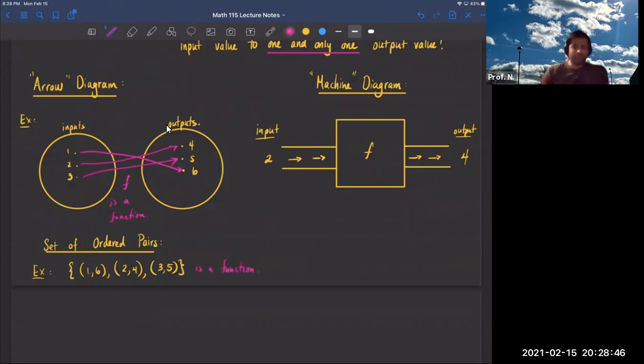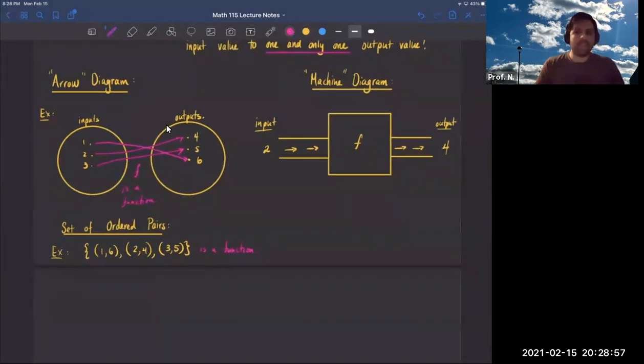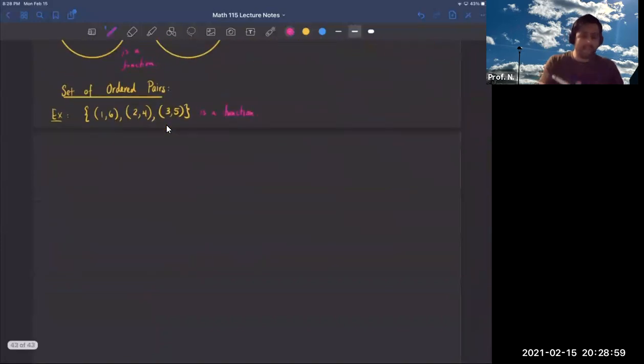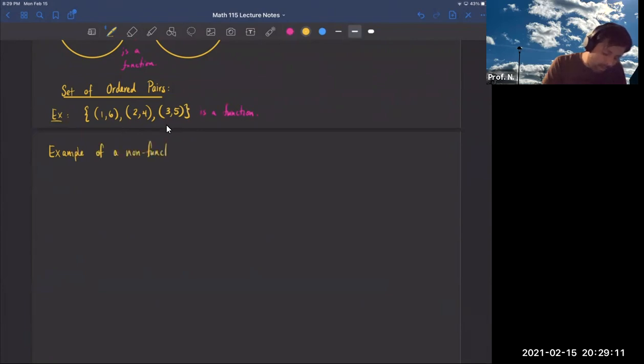So this set right here is a function. Why is it a function? Because for every input, x value, my output is only 1. There's only one associated output to that input. Now, to understand what a function is, it's also useful to understand what it isn't. So this is an example of a non-function, of something that's not a function.